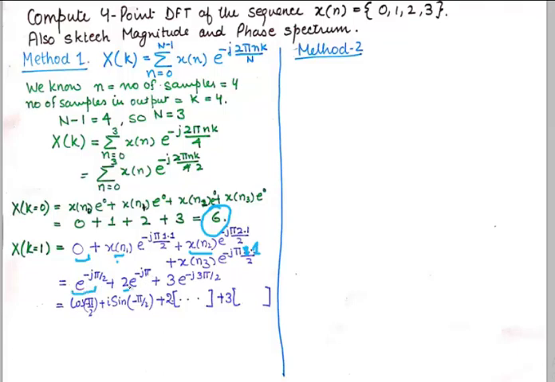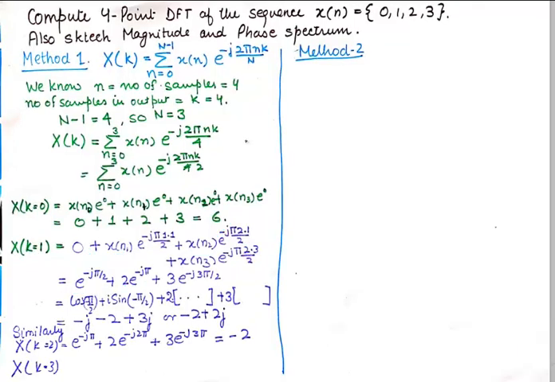So you can expand these e raised to the power j pi using Euler's formula. So cos of minus pi by 2 plus j sine of minus pi by 2, and so on. And you know the value of cos of minus pi by 2 is 0, and then minus j is left out of here, and then minus 2 plus 3j. So you get a complex valued x of k at 1. Similarly, for x of k at k equal to 2, you get e raised to the power minus j pi plus 2 e raised to the power minus j 2 pi plus 3 e raised to the power minus j 3 pi, which will result in minus 2.